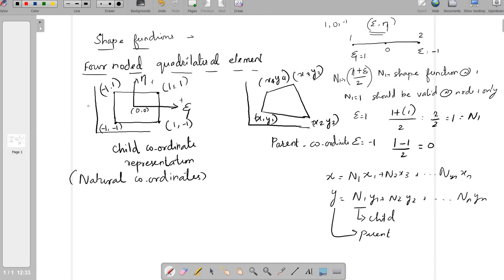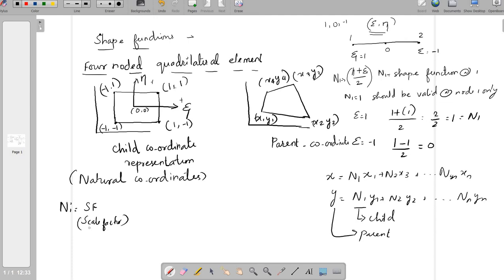The element is called a 4-noded quadrilateral element. So we are going to find out the shape function. Once you find out the shape function, you can find out the global displacement. That's our idea. So the general equation for shape function is Ni equal to SF. What does SF mean? Scale factor.